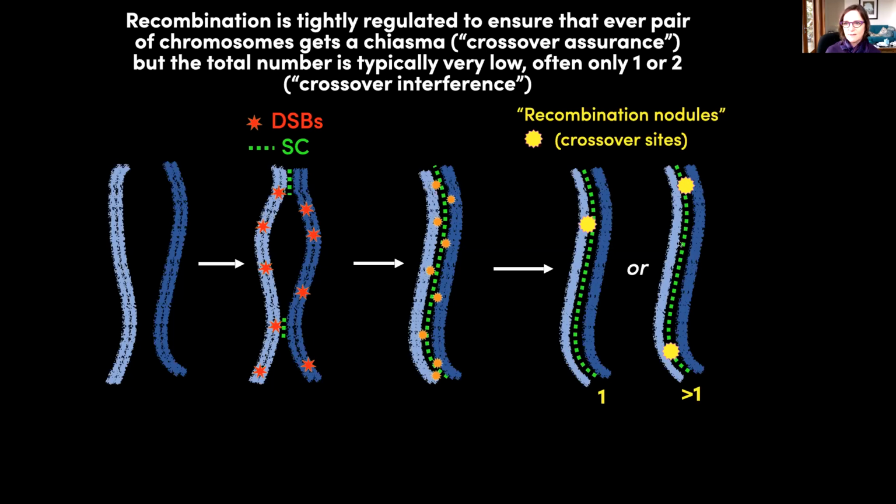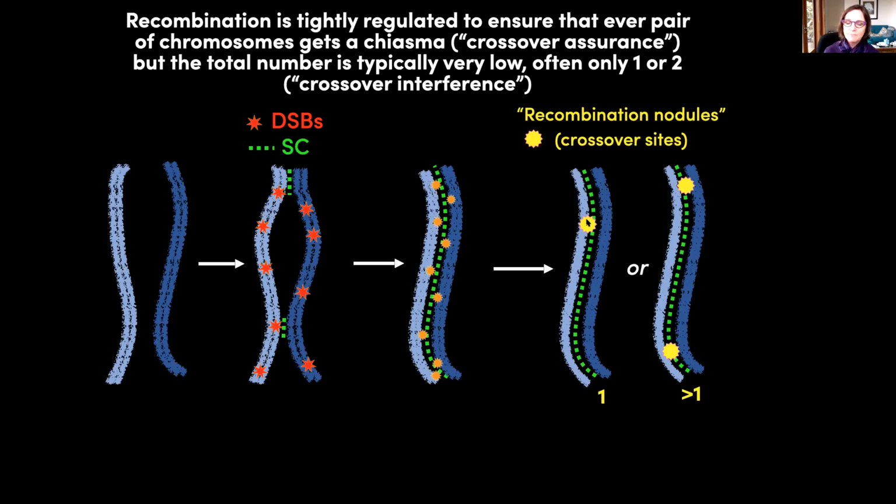So there's a mechanism that we call crossover interference that prevents crossovers from happening near each other. So when you have multiple crossovers, they tend to be far apart on the chromosomes, and sometimes they're so far apart that you only get one. How this works is still a major controversial issue in the field, and so I'm definitely not going to explain it to you today, although I have plenty of ideas about how it works.